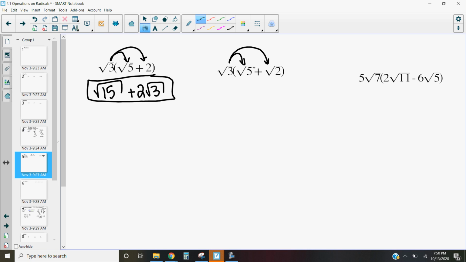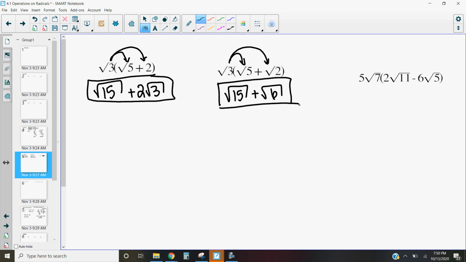Root 3 times the square root of 5 is square root of 15. The square root of 3 times the square root of 2 is plus square root 6. Now in the previous problem, we did notice that 15 and 6, when we multiply those, it can be simplified. But here we're adding, and we can't simplify them anymore because they're both based off of prime numbers. Therefore, that's as simple as that one's going to get.